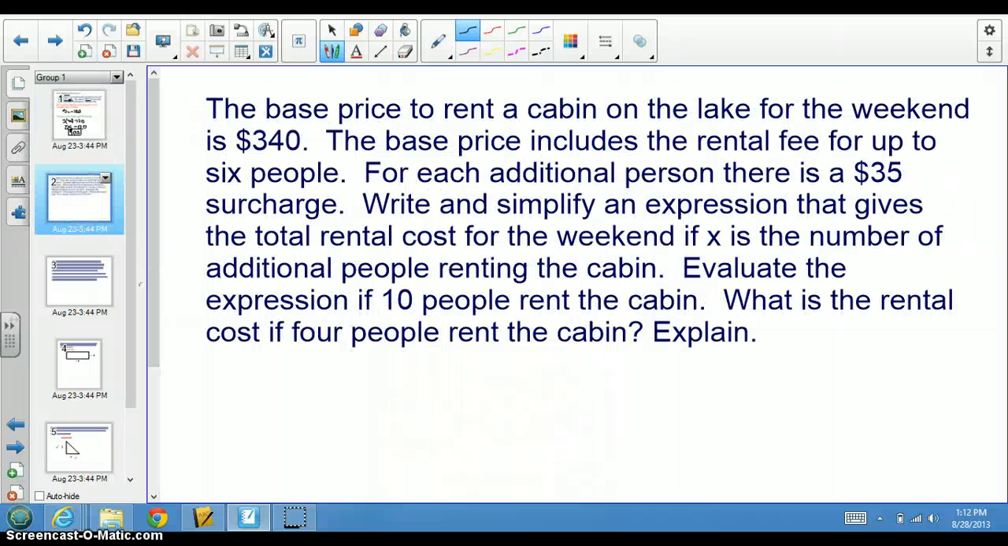The next question says the base price to rent a cabin on the lake for the weekend is $340. I'm going to underline that because that will be important. The base price includes the rental fee for up to 6 people. For each additional person, there's a $35 surcharge. Write and simplify an expression that gives the total rental cost for the weekend if X is the number of additional people renting the cabin. So first I'm going to write an expression. They tell us that the base price to rent it is $340.